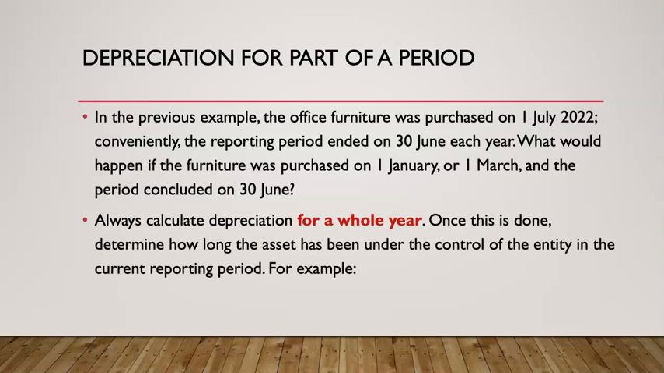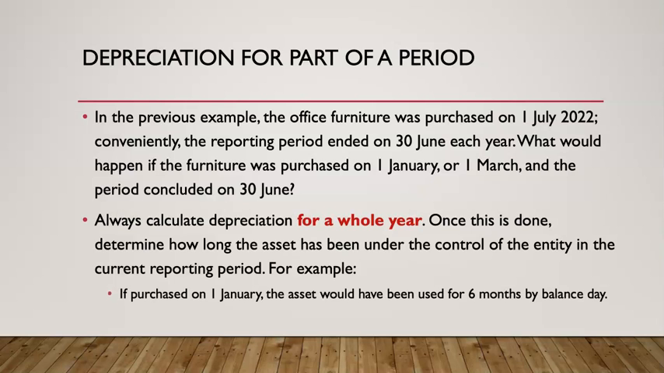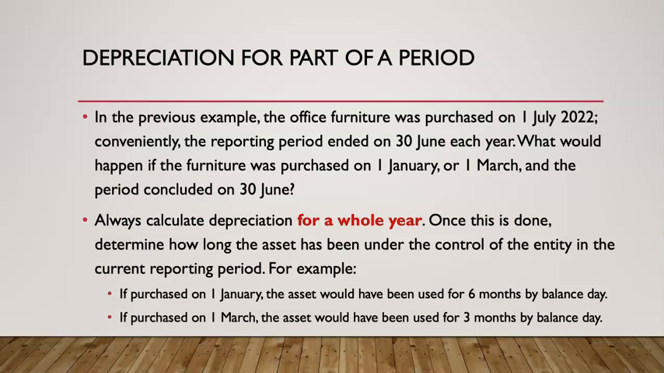So how do we work this out? We always calculate depreciation for a whole year like we've done. But for the very first year that we do it, we need to determine how long the asset has been under control of the entity and adjust appropriately. For example, if it was purchased on the 1st of January, we have only used up 6 months of value by balance day. 1st of March, we've only used up 3 months by the balance day.